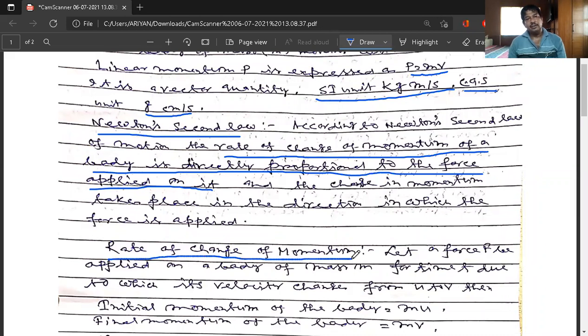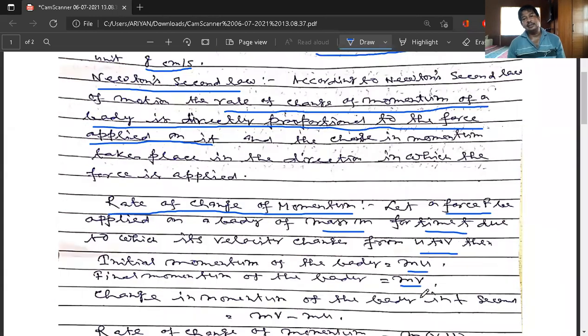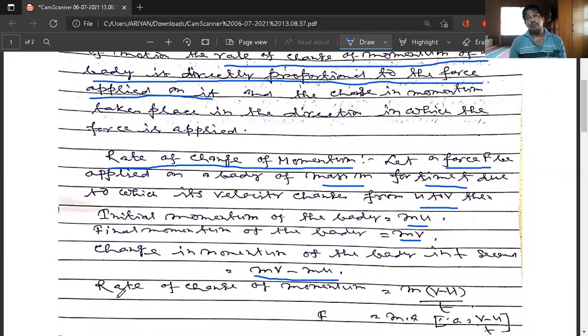Let a force F be applied on a body of mass m for time t, due to which its velocity changes from initial velocity u to final velocity v. The initial momentum of the body is m into u, and the final momentum of the body is m into v. So the change of momentum is equal to mv minus mu. The rate of change of momentum is mv minus mu by t.